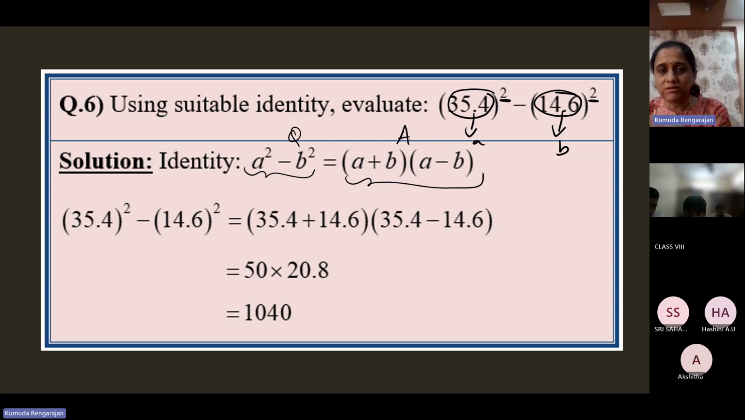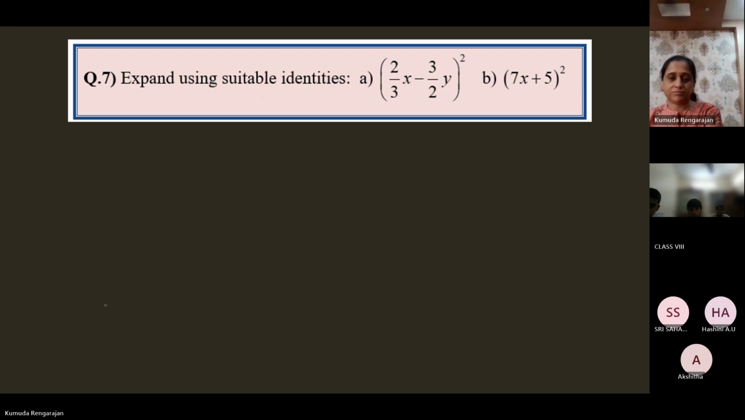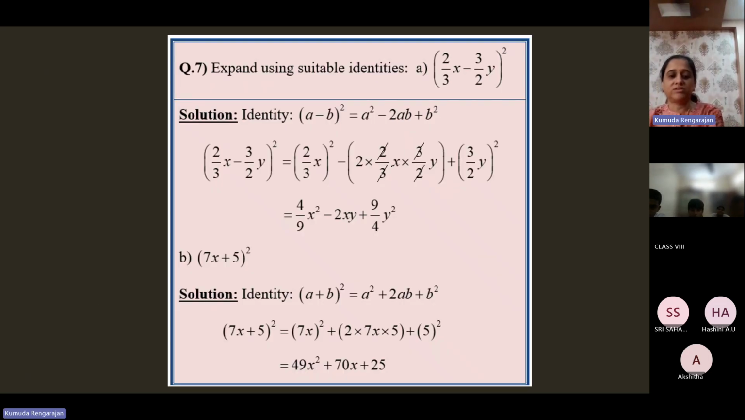We have understood that an identity has both question and answer in it. It has the question format and the answer format for you. Now, if the given question is of this form, a squared minus b squared, the answer will be in this form: a plus b into a minus b is the answer. So a plus b into a minus b, add and subtract and then multiply, and this is the result. This is just expanding using the identities.